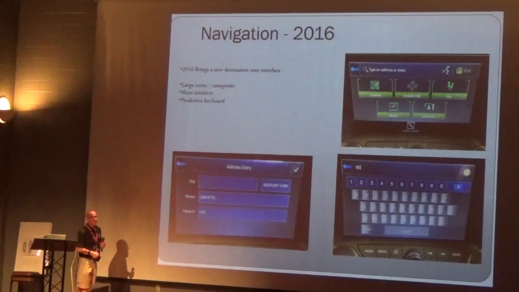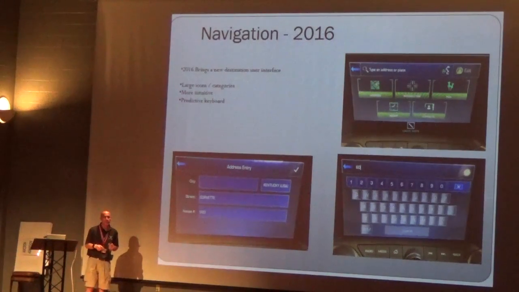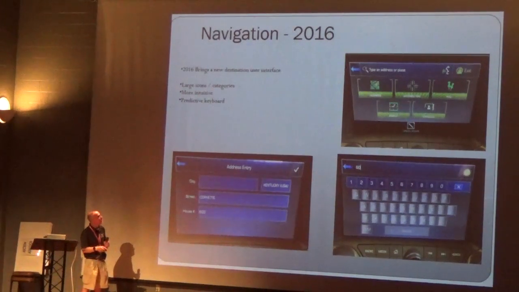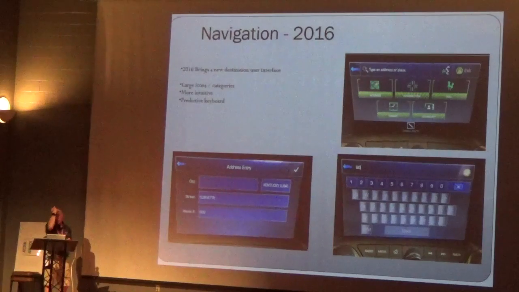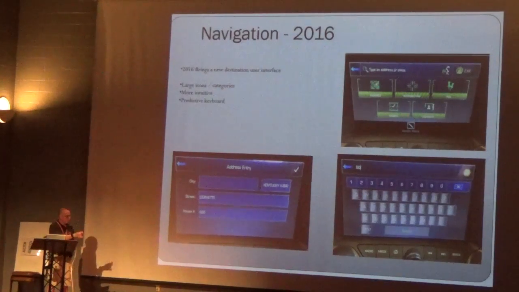Differences for 2016, first for destination entry. So everybody with a 2016 car should be somewhat familiar with this series of screens. When you touch that destination icon from here, in 2016, what you're presented with is this. It's basically walking you through what type of destination.